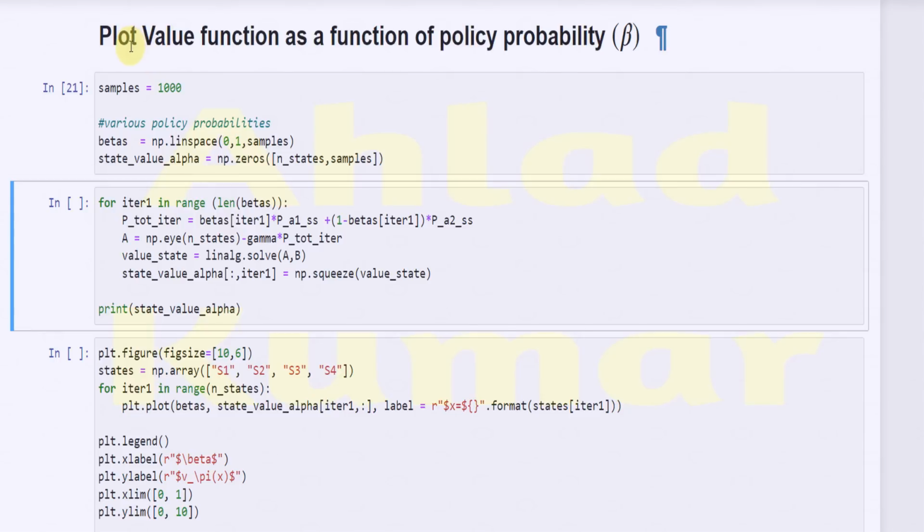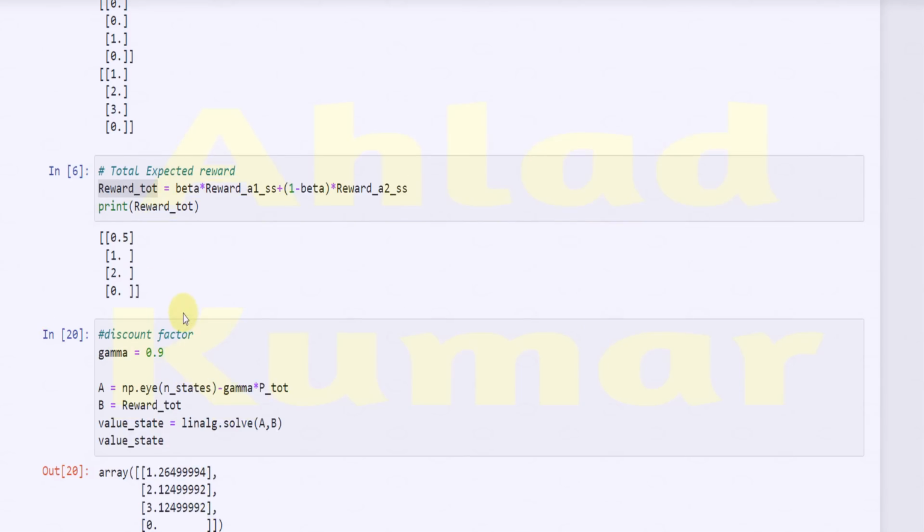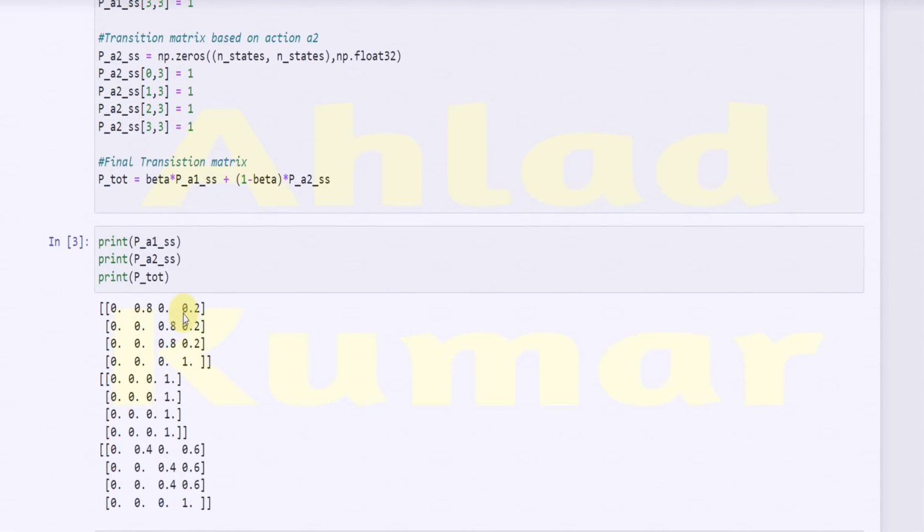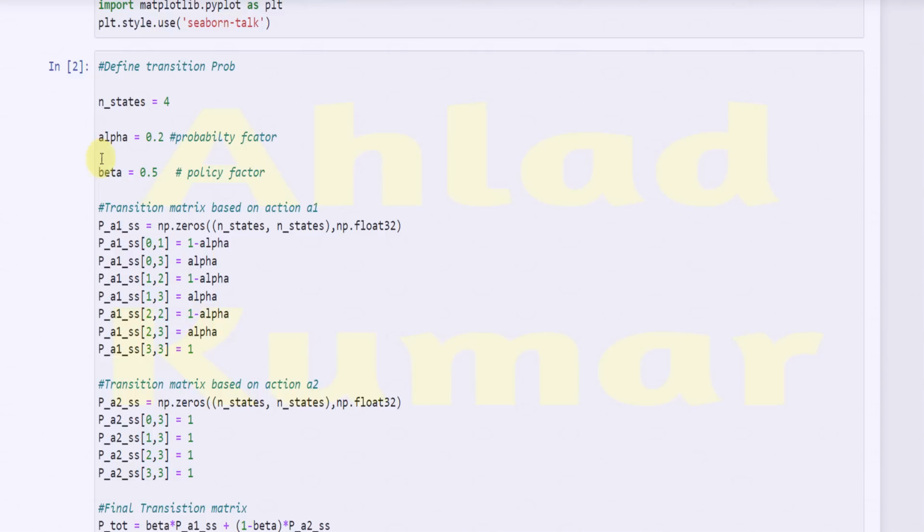So now we will try to plot the value function as a function of the probability, that is the beta, which we were discussing. This is basically the beta, which is the policy that we are currently executing. So right now, all these evaluations which we have done are based on a 50-50% policy, where beta is 0.5. This means you are either taking action A1 or action A2 with 50-50% probability.